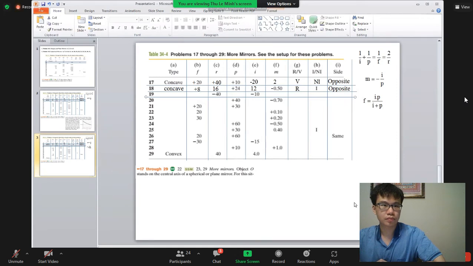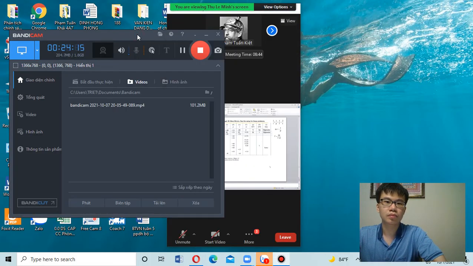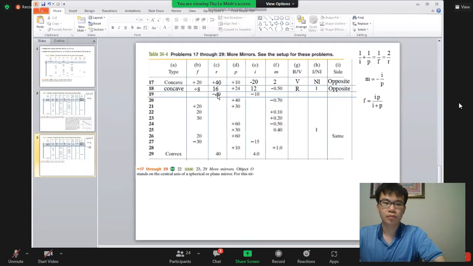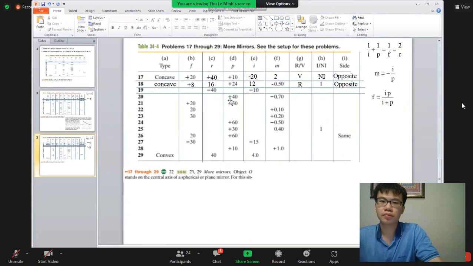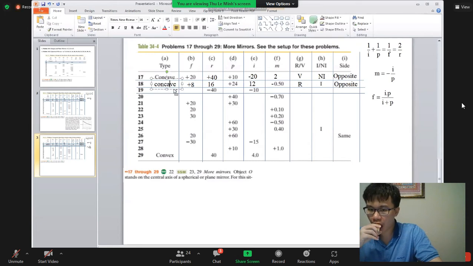Question 19. What do you have now? So, first I see the R is minus 40, minus 14, and so it is a convex mirror. Convex mirror, spherical. Okay, so you should fill in the A column. It's convex.